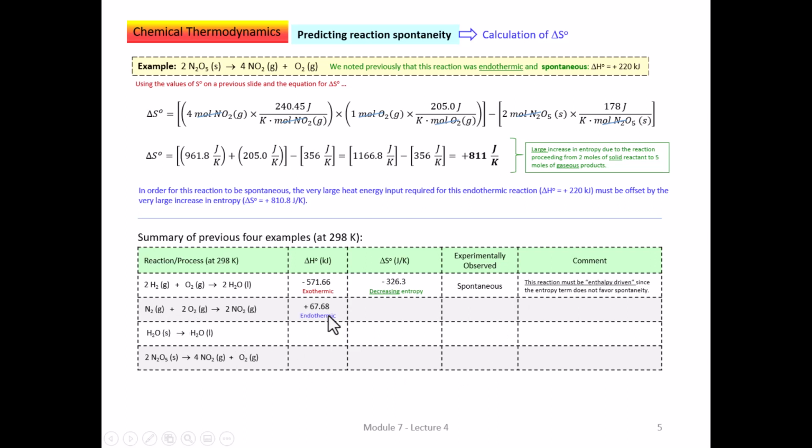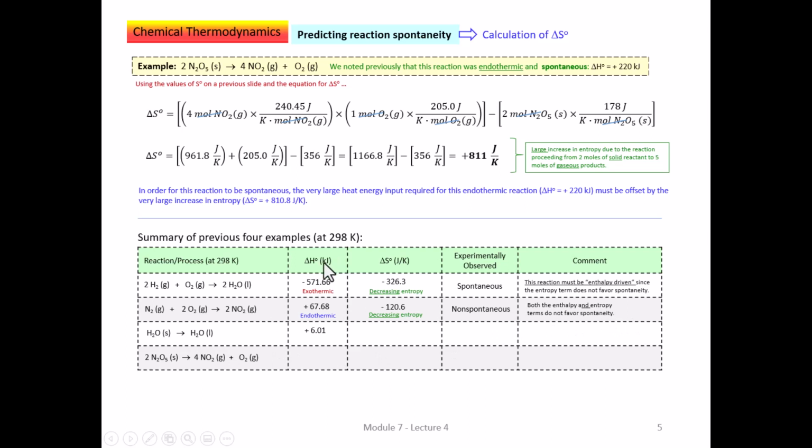How about the reaction of nitrogen and oxygen? Well, that's endothermic. That's not good for spontaneity. deltaS is negative. That's not good for spontaneity because you're creating order. So it's not surprising that experimentally it's observed that this is not spontaneous. And we say both the enthalpy and entropy terms do not favor spontaneity.